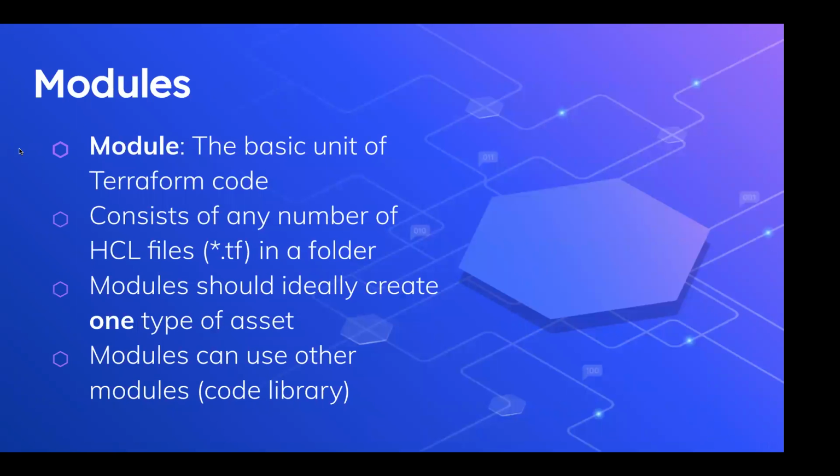The basic unit of code for Terraform is a module, and a module is simply a folder with any number of HCL files that all end in .tf in it. Modules should ideally create one type of asset. So we just use an EC2 instance as an example. So we could have a module that will create an EC2 instance like that. The cool part is modules can use other modules. You can build sort of a code library like this.